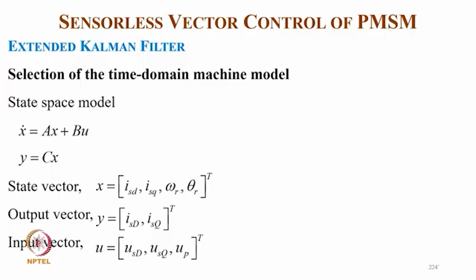Coming now to the selection of the time domain machine model, the state space is x dot equal to Ax plus Bu and y equal to Cx, where the state vector x is ISD, ISQ, omega, theta r transpose, the output vector y equals ISD, ISQ transpose, and the input vector u equals USD, USQ and UP as a transpose.